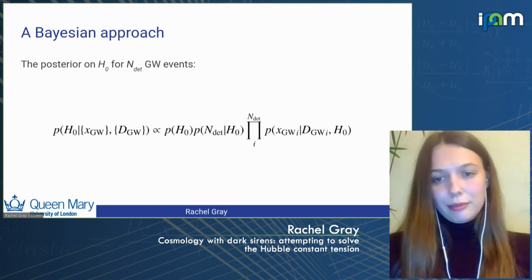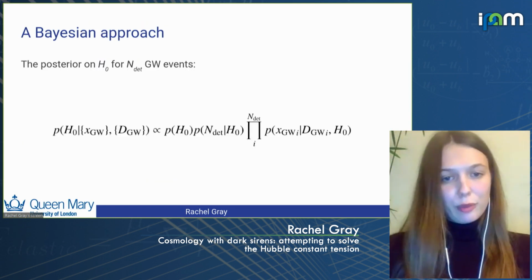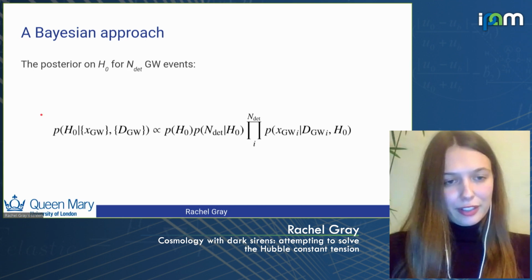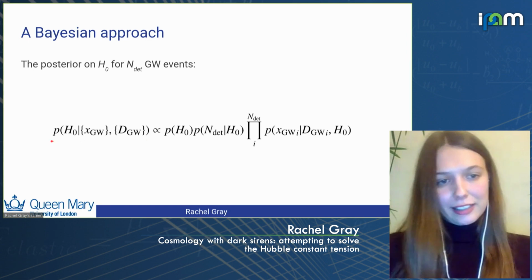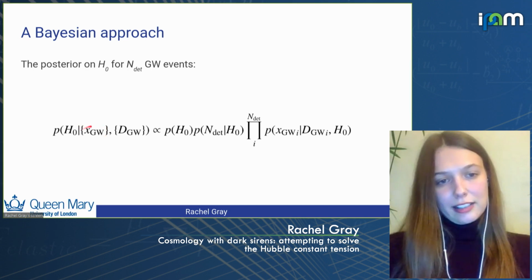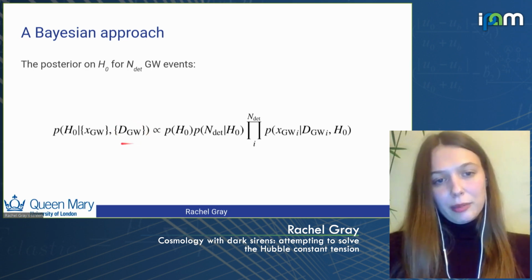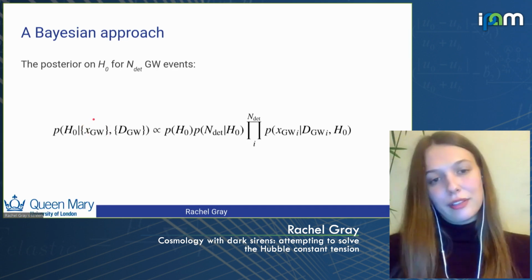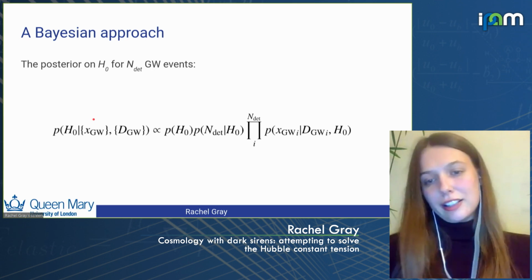So first of all, here's a sort of Bayesian framework that this work is carried out under. I think hopefully everyone is fairly familiar with Bayesian notation at this point, but if you're not, this term here on the left-hand side is the posterior probability on the Hubble constant, the thing we want, given a set of gravitational wave data. That's this x_GW here. And the other thing on the right-hand side is D_GW, which denotes that for each of these x_GW, we have detected the gravitational wave event, i.e. we are only considering things which passed some detection threshold.